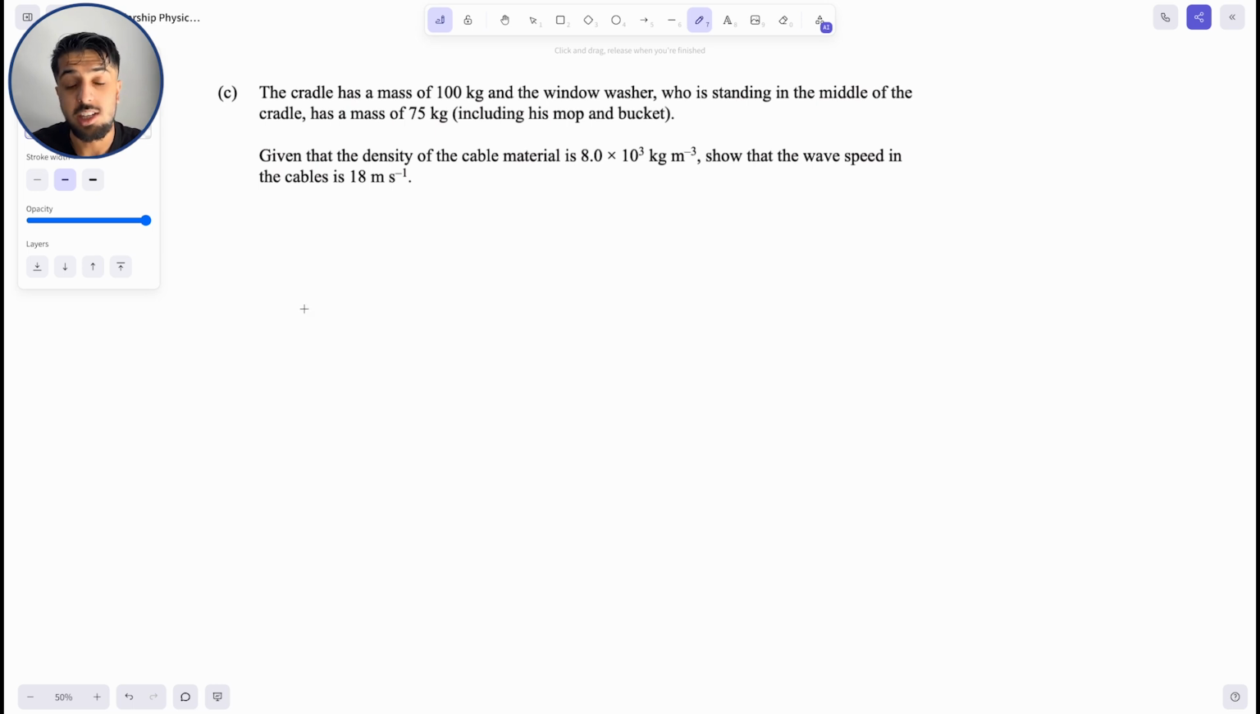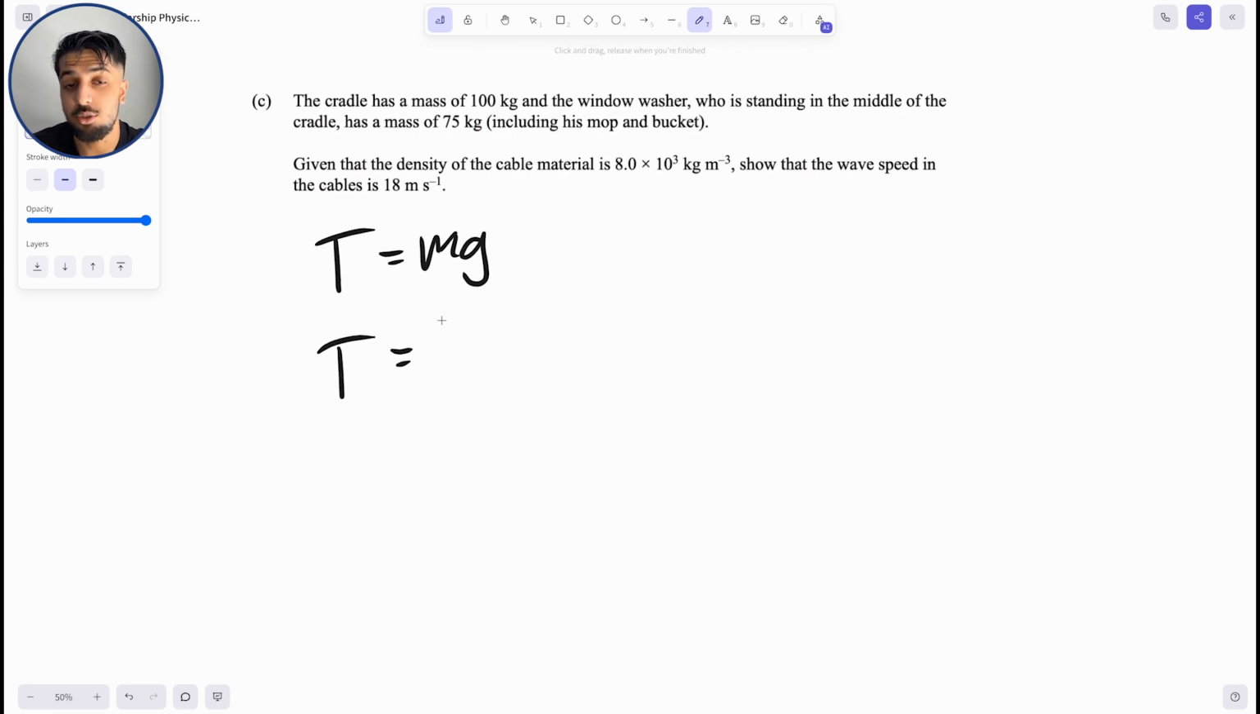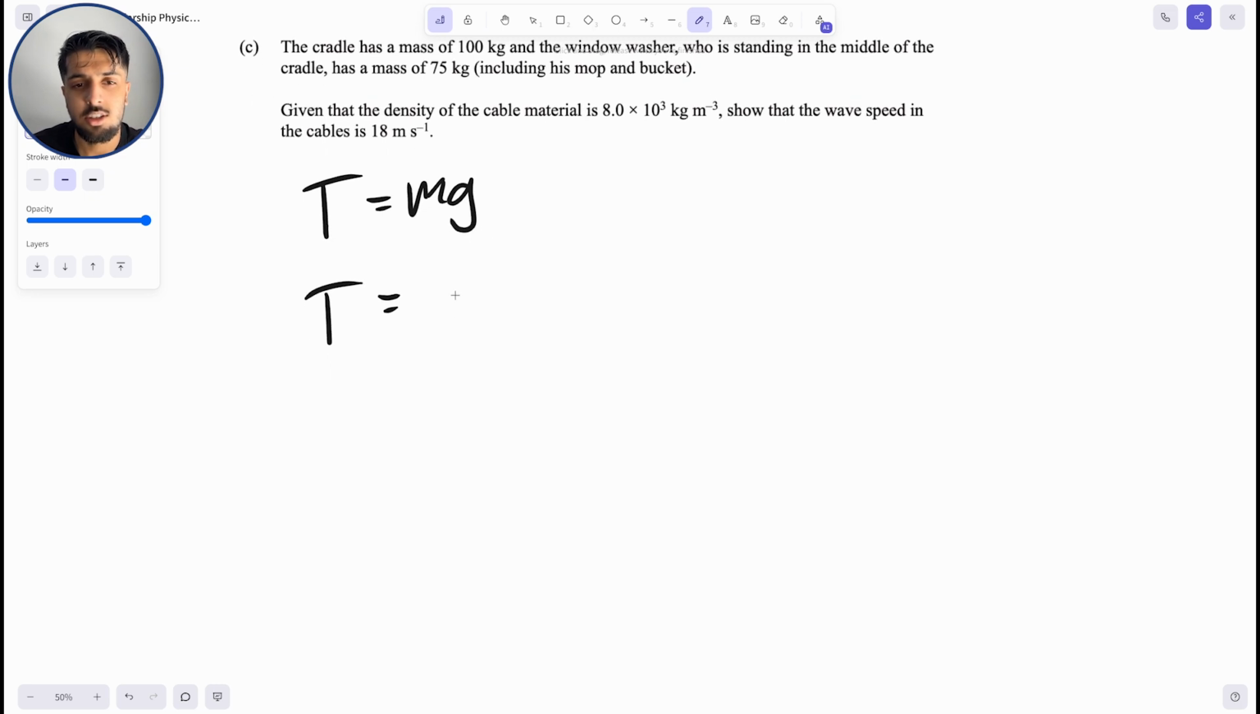Okay, so first we need to find the tension in one of the cables. We know that tension is a force, and the force acting on these cables is going to be the weight force. So we know that T is equal to mg, and therefore our T is equal to the total mass, which is 100 plus 75 kgs. So that's 175 kgs times g, which is 9.81.